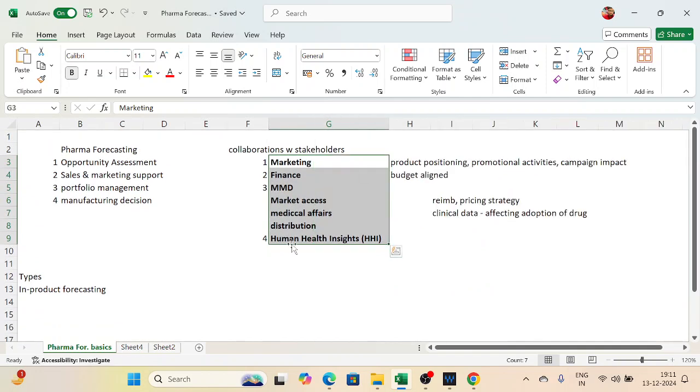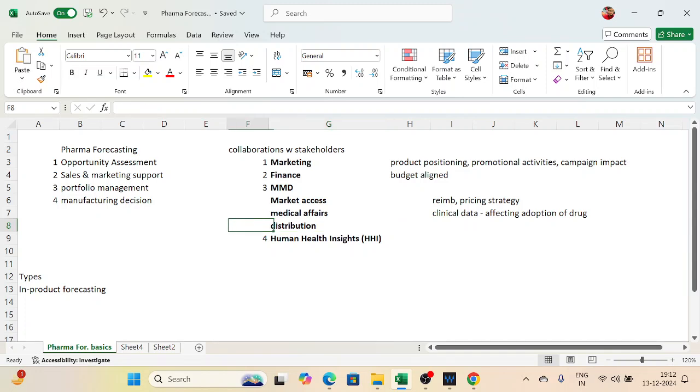Why the marketing team? Because the marketing team will be giving you insights on your product positioning, on promotional activities, on any campaign impact. Then the finance team will be giving you information regarding the whole year budget plans, right? Then the MMD market access team will be giving you information regarding pricing strategy, any reimbursement policies, something like that. Then there is the medical affairs team. The medical affairs team will be giving you information related to clinical data and how this clinical data can affect your drug adoption rate, right? Then there is distribution and HHI, right?